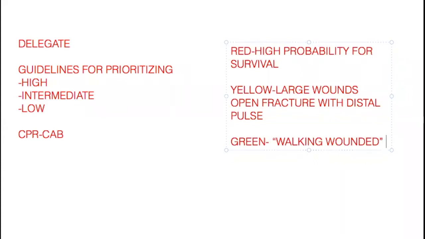Now your black tag clients are victims who are what we call dead on arrival, or they will be deceased because of their injuries being too severe. So for example, if you have somebody who has 60% of their body burned. That's over half of their body is burned. They would be considered a black tag. Someone with fixed and dilated pupils, they would be considered a black tag as well.